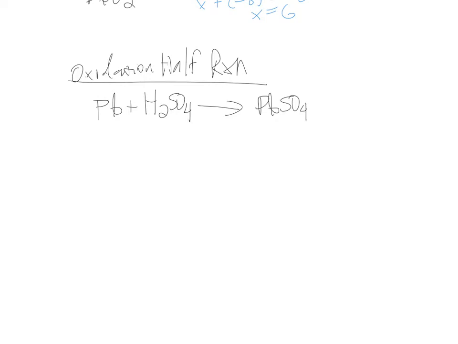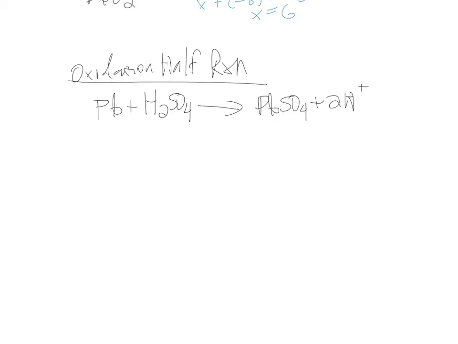So, let's apply our steps of redox balancing. Step 1. Balance elements other than H and O. Well, we have one lead atom on each side of the equation and one sulfur atom, so it's already balanced. Step 2. Balance oxygen using water. We have 4 oxygen atoms on either side, already balanced. Step 3. Balance hydrogen atoms by adding hydrogen ions. Well, we have 2 hydrogen atoms within sulfuric acid, so we needed to add 2 hydrogen ions to the right side.